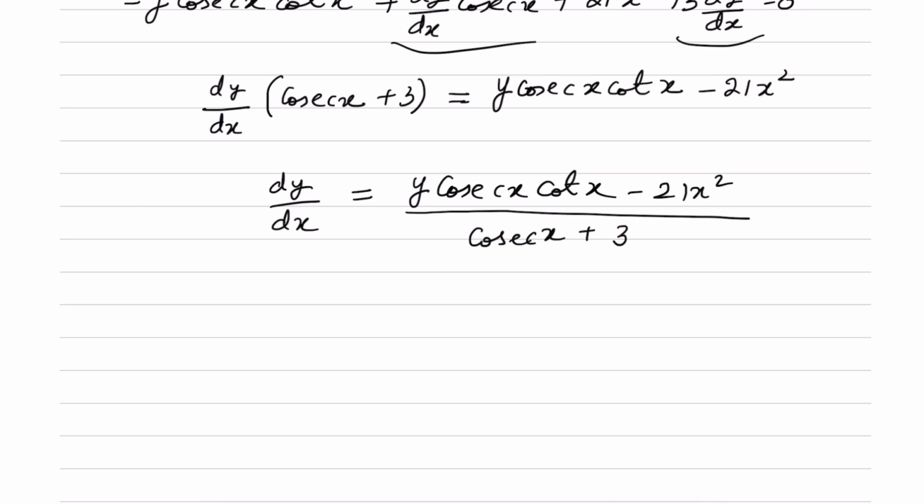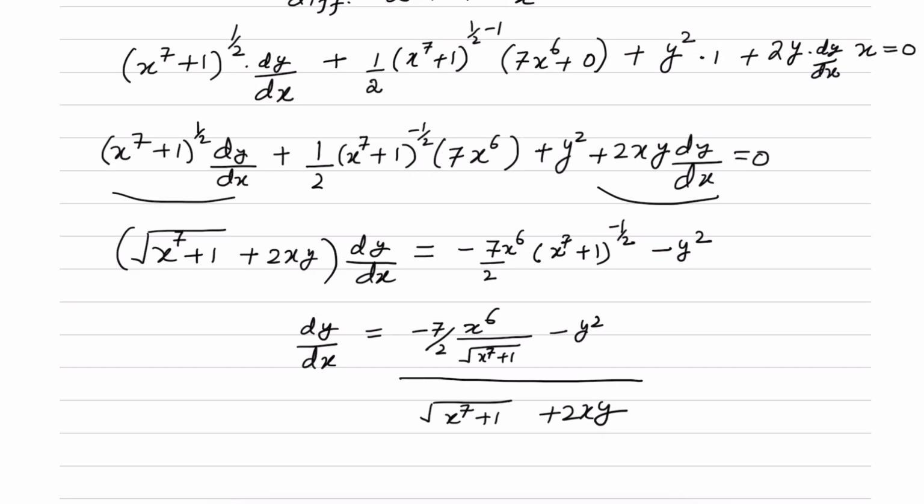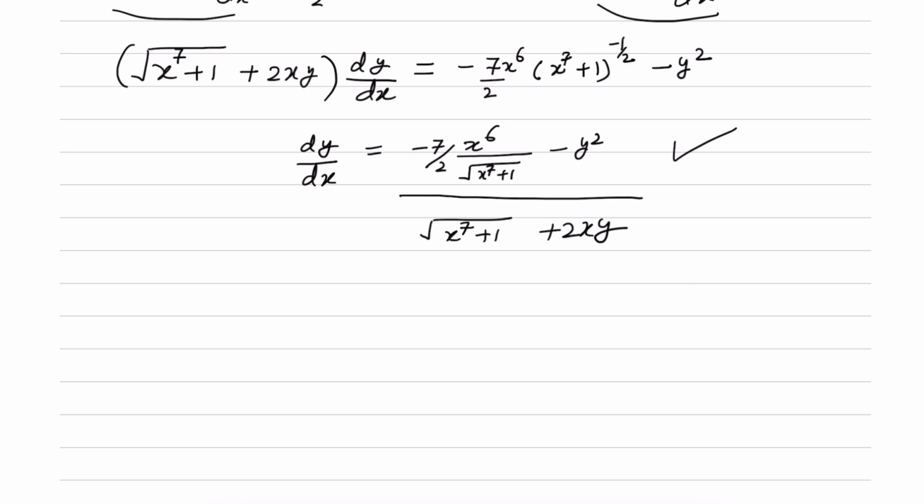plus 2xy). Since here we had the implicit expression involving both x and y terms, when we find the derivative dy by dx, on the right hand side you can see that it involves both the terms involving x and y. This is how we find the implicit differentiation of the given expression.